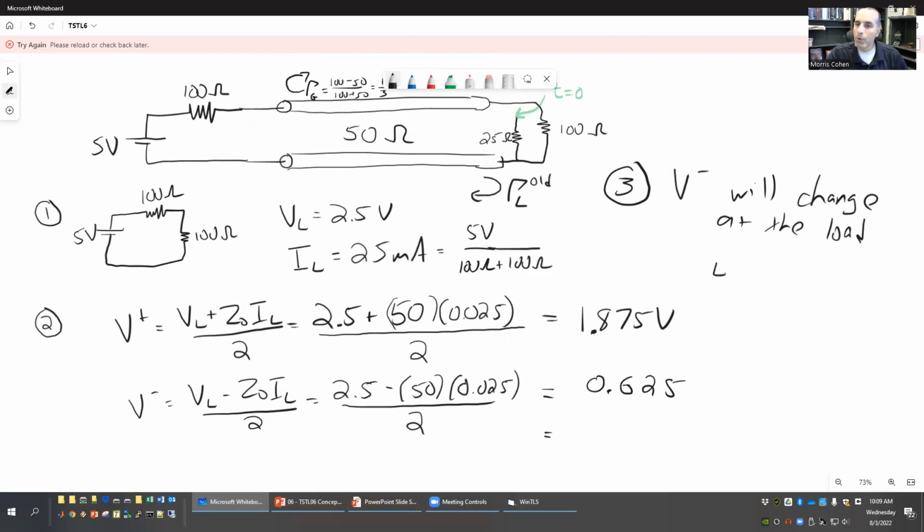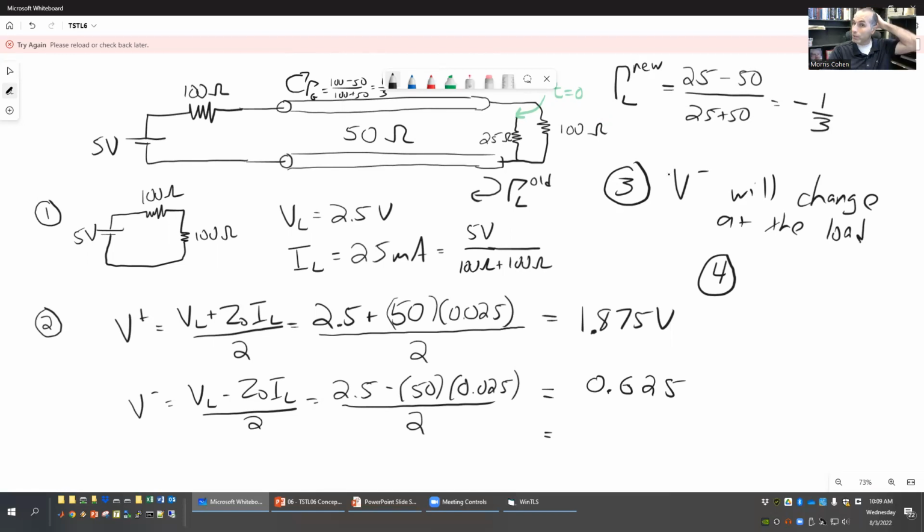So now step 4: what is the new value of V negative going to be? Again, V positive is not going to change. To do that, we have to figure out the new value of the reflection coefficient at the load. The load resistor has changed from 100 ohms to 25. So we're going to make this 25 minus the line resistance, 50, divided by the sum, 25 plus 50. This works out to be minus 1/3.